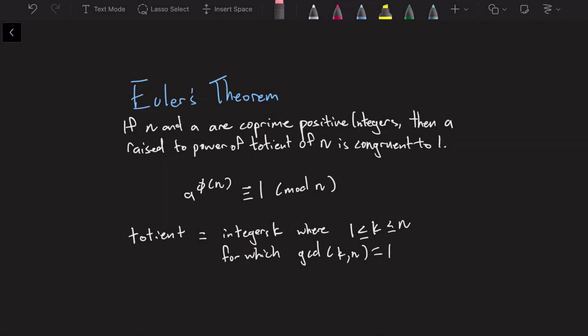Euler's theorem states that if n and a are co-prime positive integers, then a raised to the power of totient of n is congruent to 1. And the totient counts the integers k, where k is more than 1 and less than n, for which the greatest common divisor between them is 1.